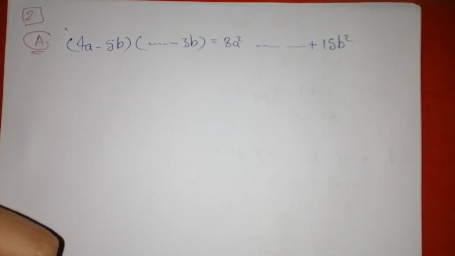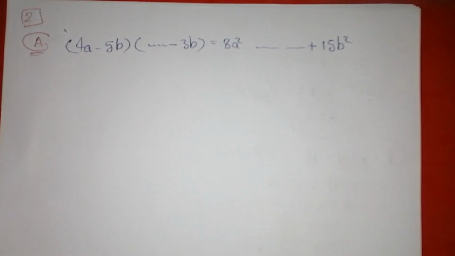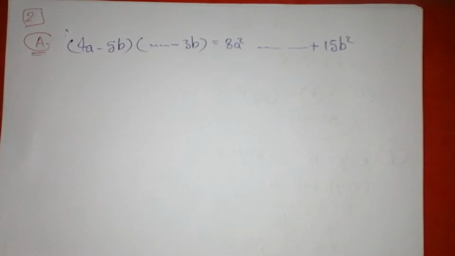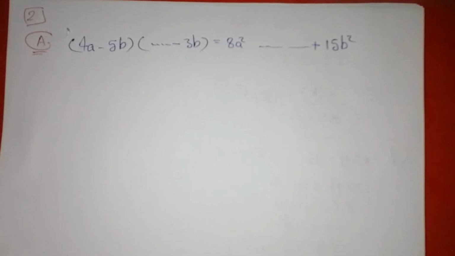Okay, and let's move to number 2. Find the missing term to get the true sentence. Number A: (4a minus 5b) multiplied by (dots minus 3b) is equal to 8a squared plus dots plus 15b squared. We don't have the first term in the second bracket, and we don't have the middle term in the result. How could we do it?